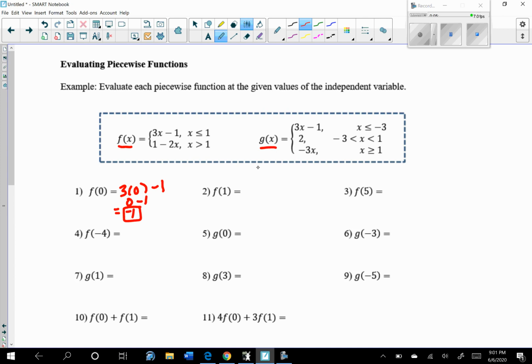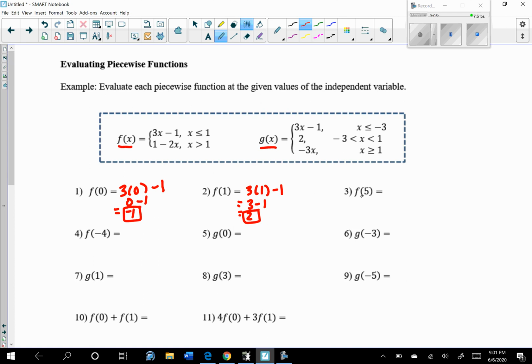Looking at the next one, we have f of 1. So again, we want to look at the domain restrictions. Is 1 less than or equal to 1? Yes, it is, so it goes into that top equation. 3 times 1 minus 1, which is 3 minus 1, which ends up giving us 2.